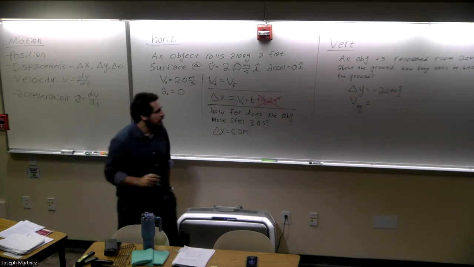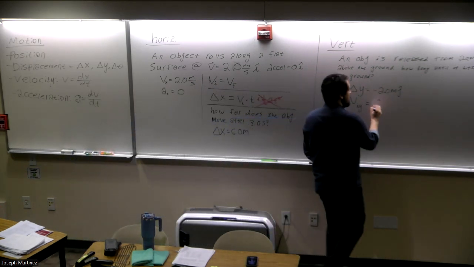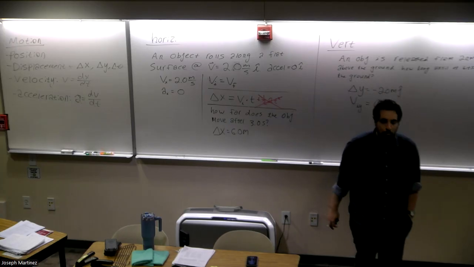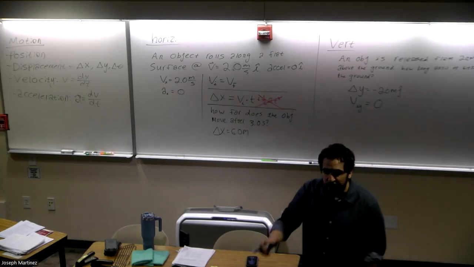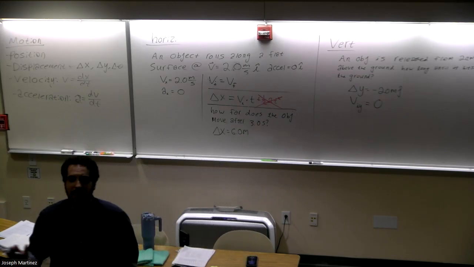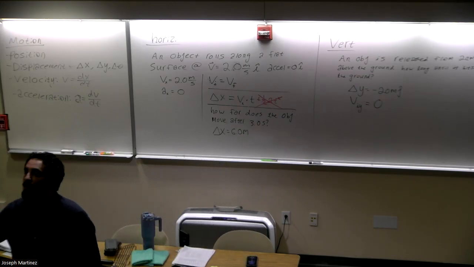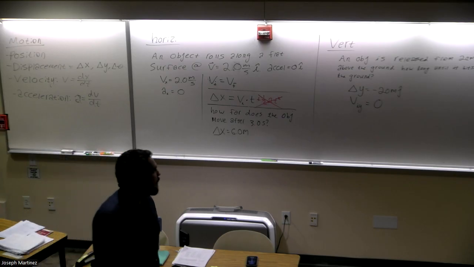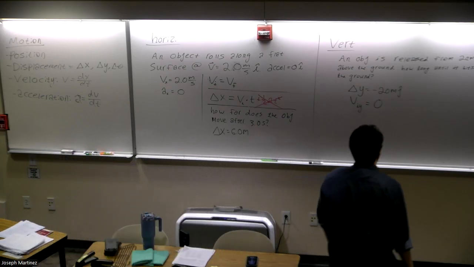Zero. The initial velocity is zero because it's released. It's not thrown, it's just let go. You let go of something, it's not going to magically start with some speed. It has to build that speed up as it falls. So your initial velocity is zero.